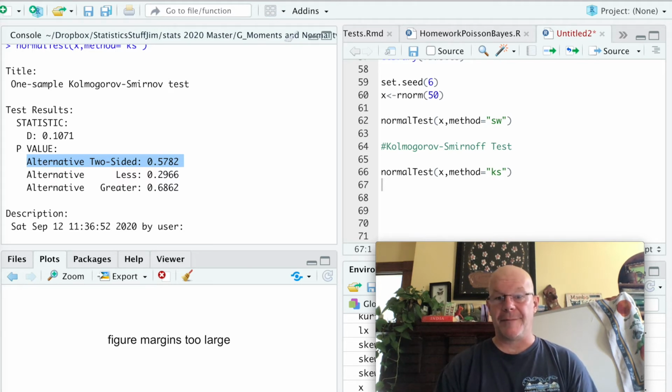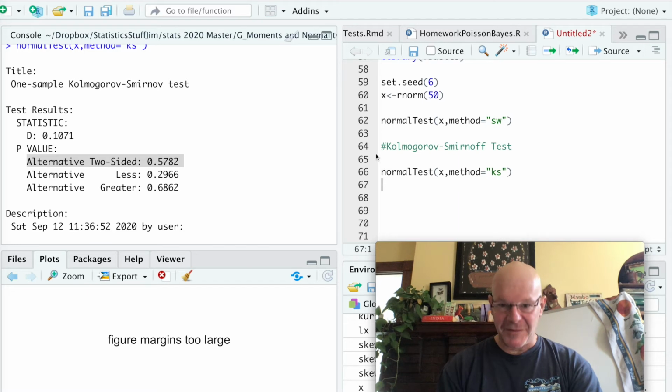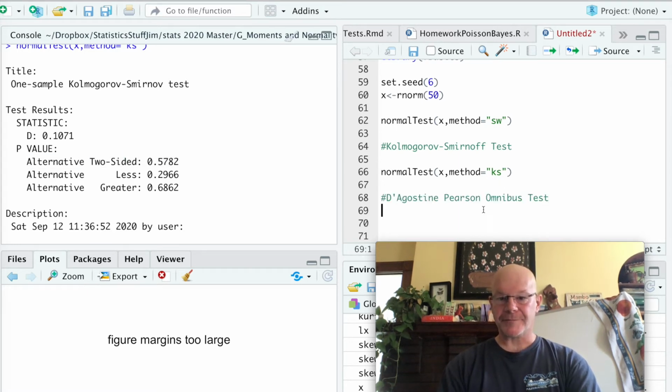And so the final normal test that I want to mention, and if you're ever tempted to use a test for normality, and they're not necessarily a bad idea, it offers some kind of objective way of thinking about, do we feel good about modeling our data as being drawn from a normal, is a test called the D'Agostino-Pearson omnibus test.